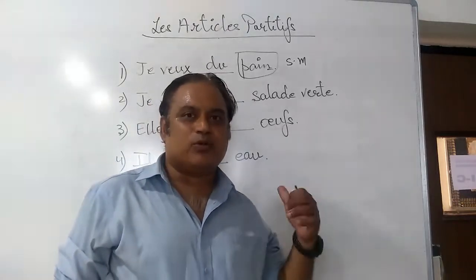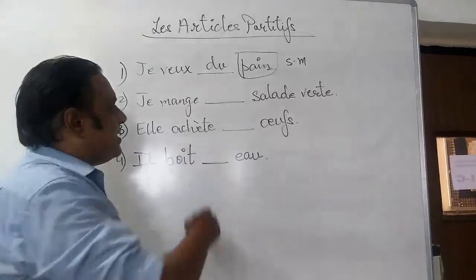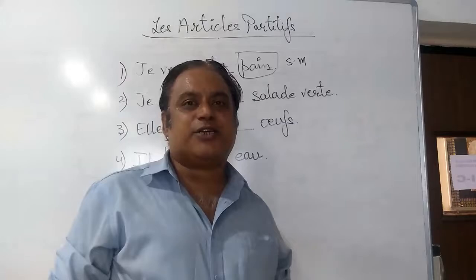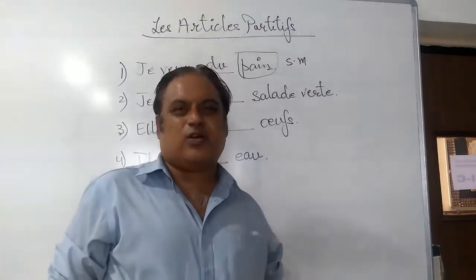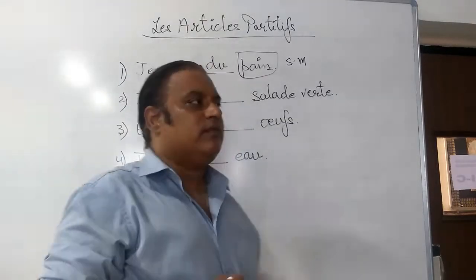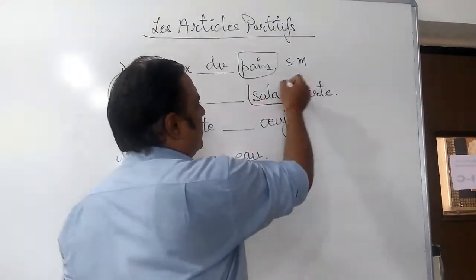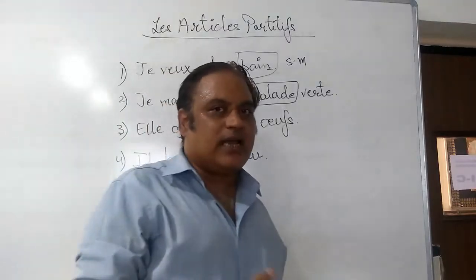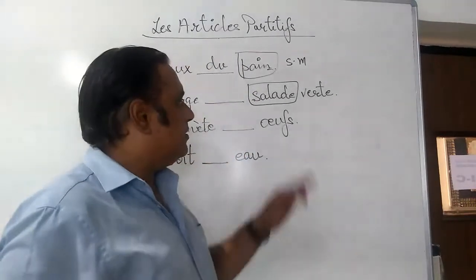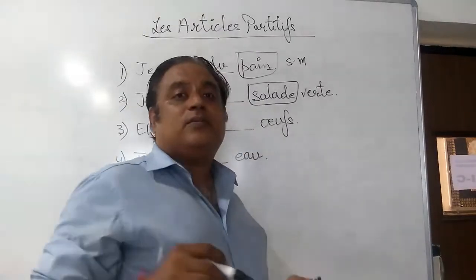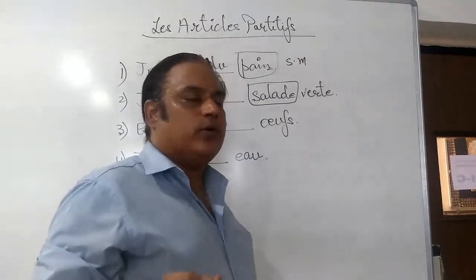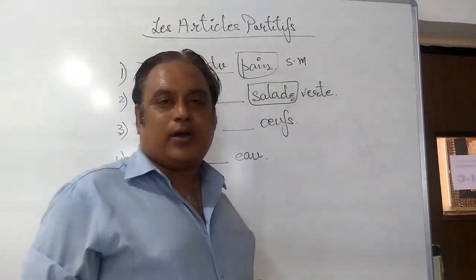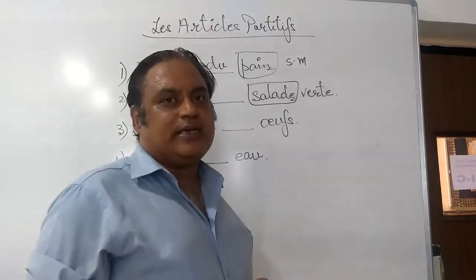Let's come on to the second sentence. The second sentence says, Je mange dash salade verte. I eat dash green salad. Of course, some, but with some, find out the object of the sentence first. The object is salade, though it could be salade verte as well, but you go with salade. Find out the number. Is it singular or plural? It's not ending with S or X or Z. So it is singular.